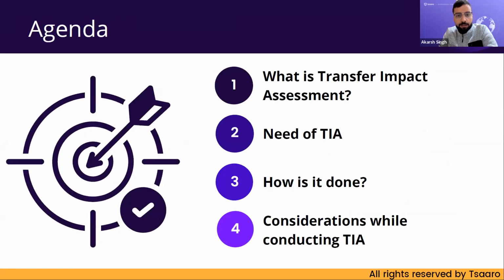So today's agenda is we'll discuss what a TIA is, what the need of a TIA is, how it is done with a template, and considerations to be kept in mind while conducting a TIA.